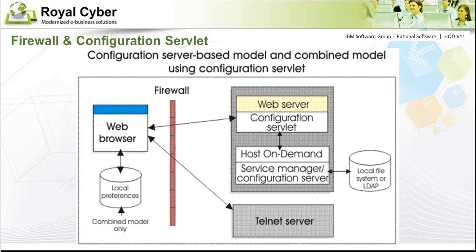Firewall and configuration servlet. By default, the web browser communicates directly to the configuration server. If you communicate through a firewall, you need to open the configuration server's port on the firewall. Alternatively, you can use the configuration servlet to eliminate the need to open the configuration server's port on the firewall. The web browser connects to the configuration servlet over an HTTP or HTTPS connection, and the configuration servlet then interacts with the configuration server.